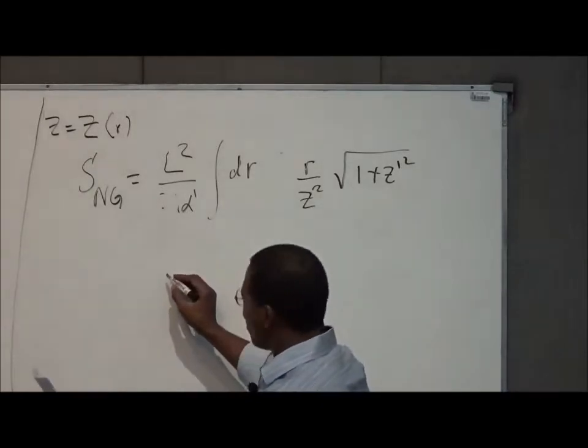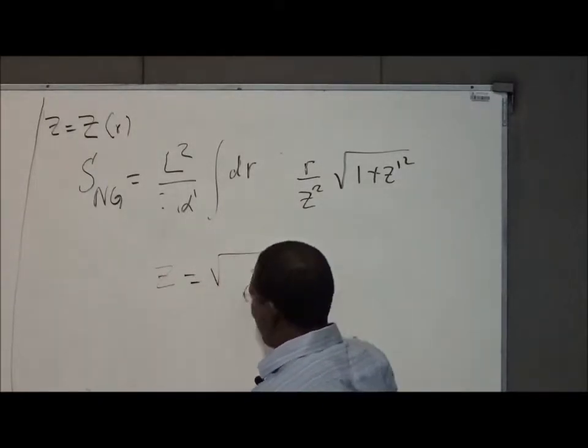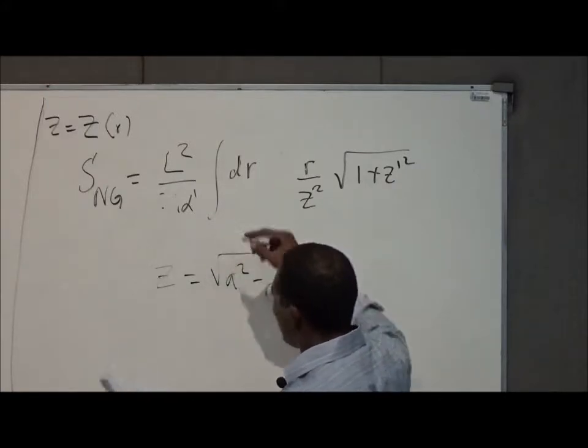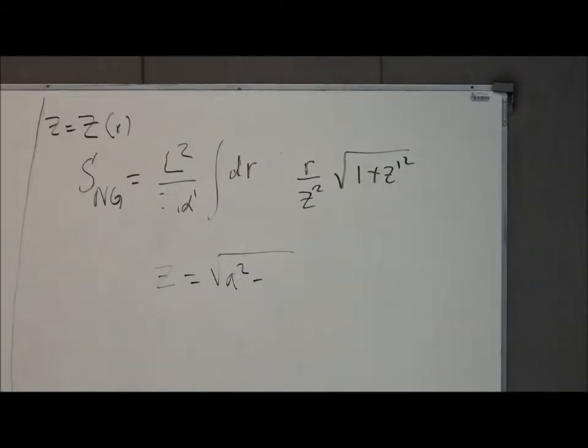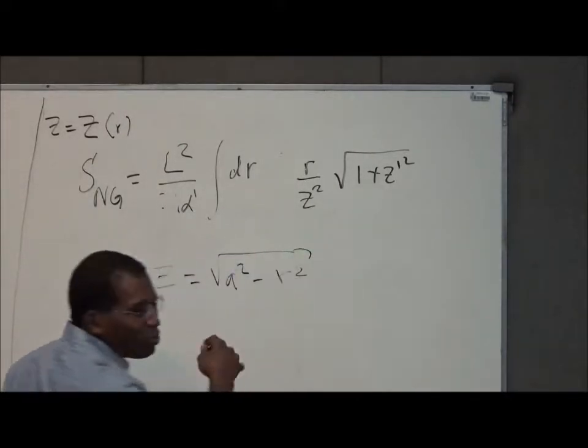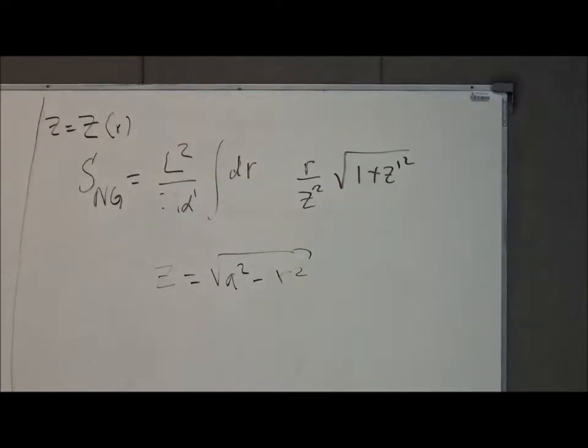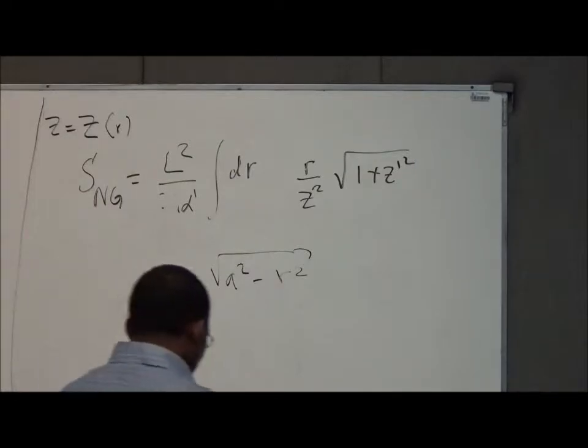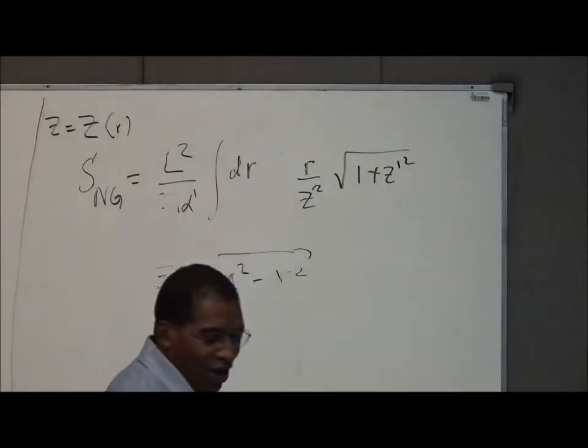So I'm going to write the answer. A squared is the radius, so this distance is A. So Z squared wants to be A squared minus R squared. So essentially it's also a circle inside, or kind of a circle inside the ball. That's the solution. And good. So now I have to evaluate it.